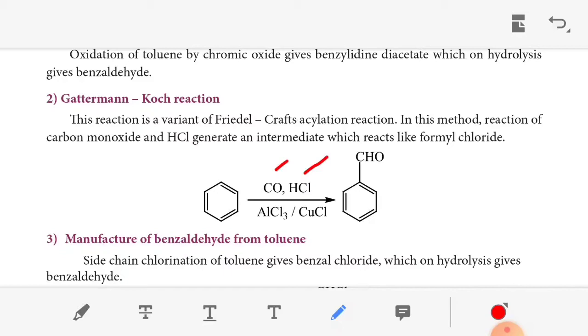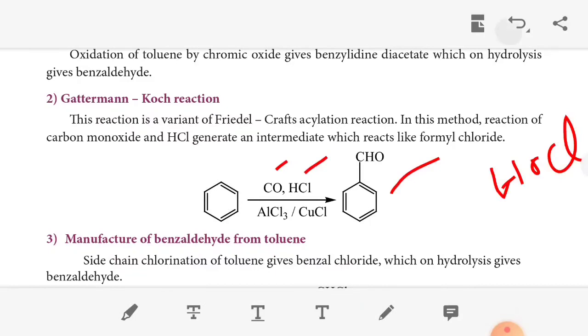Which reacts like formyl chloride. What is the formula of formyl chloride? HCOCl. Okay, HCOCl is formyl chloride. So benzene with carbon monoxide and HCl forms benzaldehyde. This is called the Gattermann-Koch reaction.